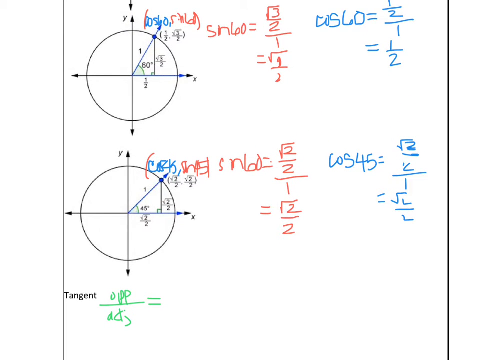Let's look up at the 60-degree triangle. If we look at the opposite side in the 60-degree triangle, notice that's the root 3 over 2, which was the sine. So the opposite is actually the same as the sine. And then the adjacent was the 1/2, which is also the cosine. So another cool thing about tangent is that it's the sine divided by the cosine.